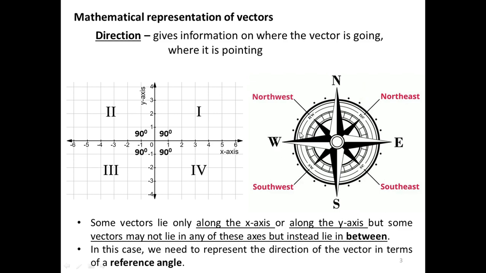And of course, just like in your Cartesian coordinate, the angle from the east to north is 90 degrees, the north to west is 90 degrees, west to south is 90 degrees, and south to east is another 90 degrees. Now, you have to take note that some vectors lie only along the x-axis or along the y-axis, but some vectors may not lie on any of these axes, but instead lie in between.